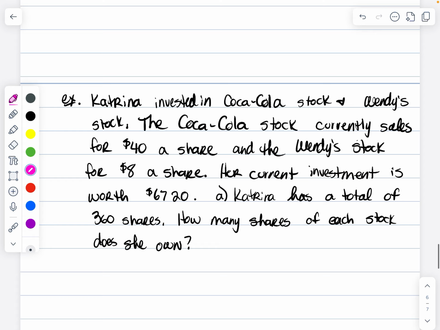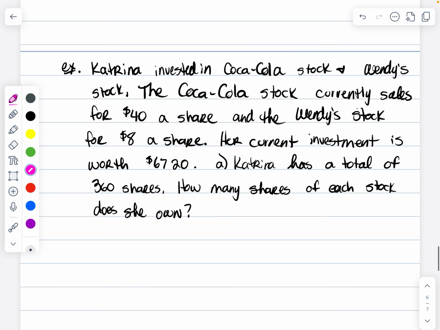So I have an example of a word problem here where Katrina invested in the Coca-Cola stock and Wendy's stock. The Coca-Cola stock currently sells for $40 a share, and the Wendy's stock for $8 a share. Her current investment is worth $6,720. Katrina has a total of 360 shares. The question is, how many shares of each stock does she own?